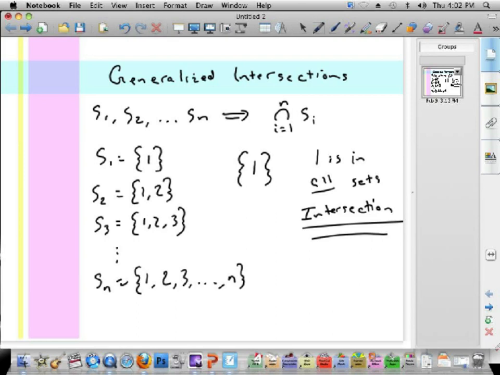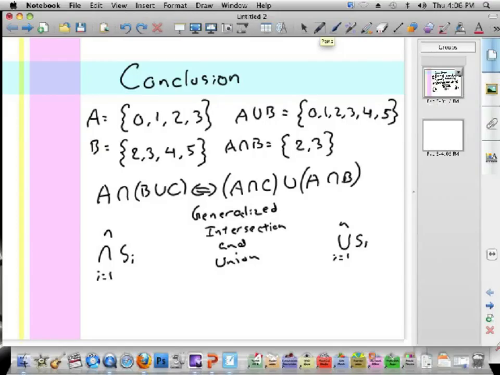And that's basically a comprehensive overview of both generalized unions and generalized intersections. We hope you enjoyed our presentation. We have presented a conclusion slide here, recapping everything we talked about. As you can see, set A contains the elements 0, 1, 2, and 3, while set B contains the elements 2, 3, 4, and 5. The union of A and B would consist of all of the elements, so 0, 1, 2, 3, 4, and 5, whereas the intersection would only contain the elements that are found in both, therefore being just 2 and 3.